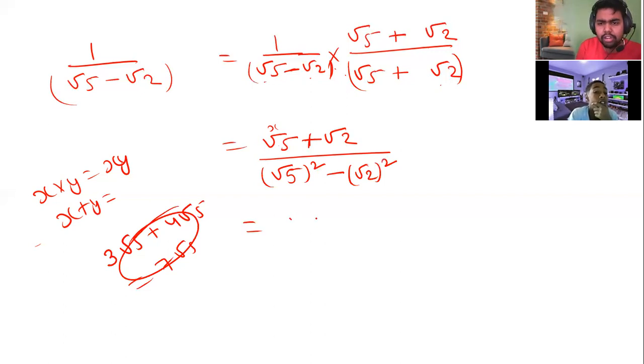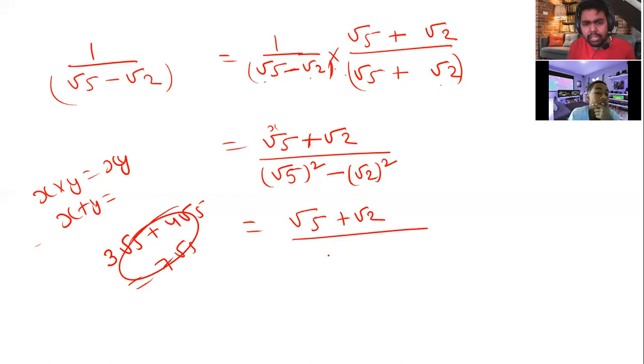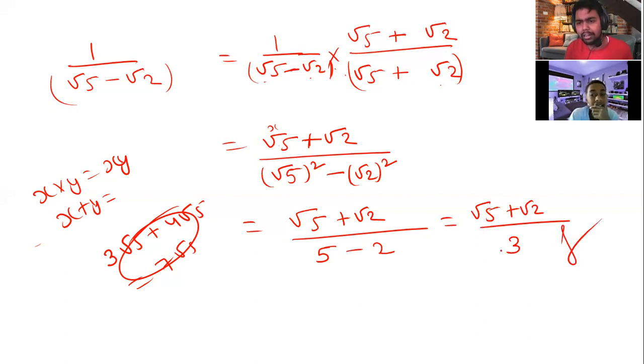So at the top it would be 5 plus root 2, and at the bottom it would be root 5 square, which would give me 5, and root 2 square will just give me 2. Okay, so it would be root 5 plus root 2 over 3. So this is my answer. Don't add them.